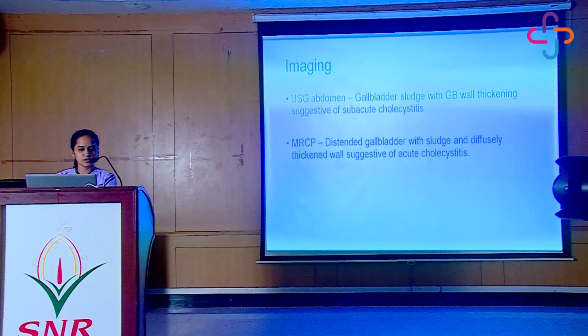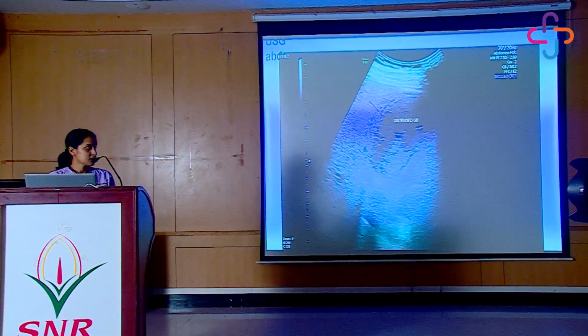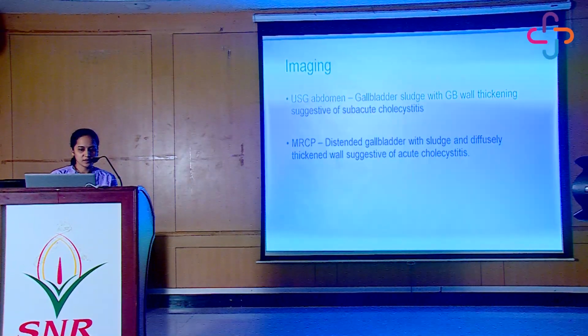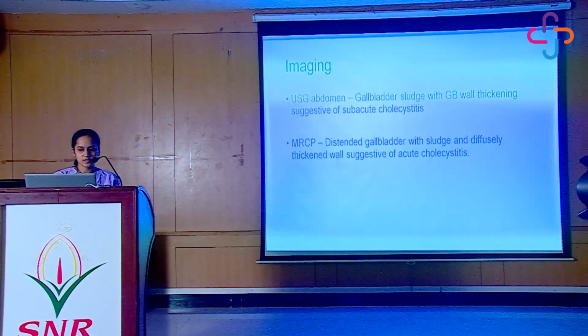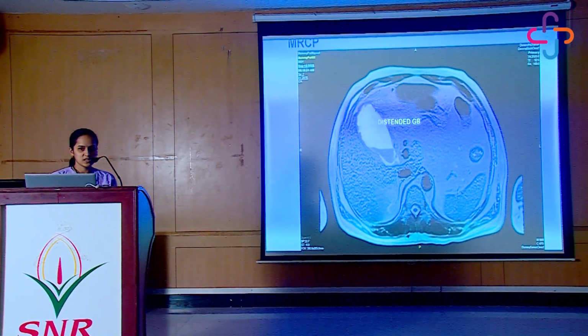So, imaging was also done. Ultrasound abdomen showed gallbladder sludge with gallbladder wall thickening, suggestive of subacute cholecystitis. So, we can see the picture of the ultrasound abdomen showing distended gallbladder. And MRCP was done, which showed distended gallbladder with sludge and diffusely thickened wall, which was also suggestive of acute cholecystitis. So, this is the MRCP picture showing the distended gallbladder.